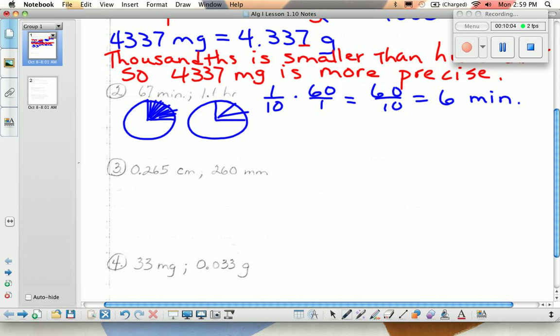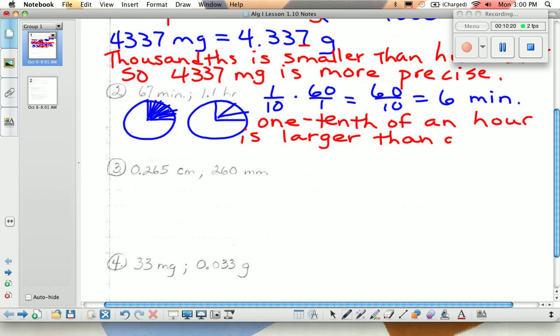Let's say that 1/10 of an hour is larger than a minute. Because 1/10 of an hour is 6 minutes. And that's larger than a minute, isn't it? So which one are we going to say is more precise? The 67 minutes is actually the one that is measured more precisely.